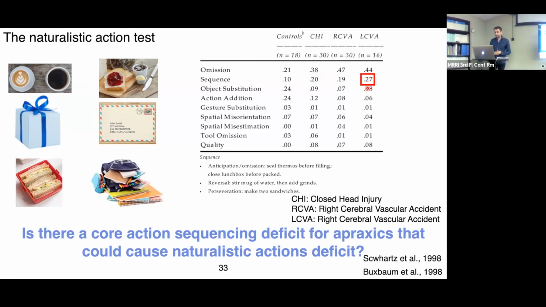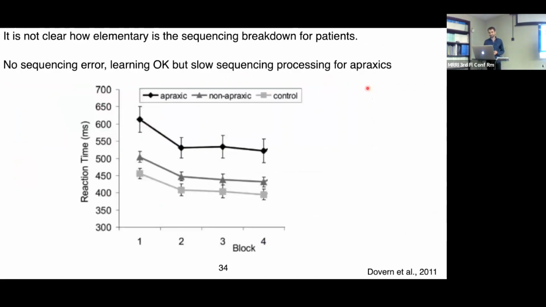The question is whether there is a core action deficit for apraxics that could cause naturalistic action deficits. First, it is not clear how elementary the sequencing breakdown is for patients. There is a study from Dovern and colleagues where they asked participants to perform a finger tapping sequence, and basically they didn't find any sequencing error. They also found a learning process. The patients were learning, approximately, but they were also slower. So it's not really clear why those patients are slower on this type of task, or if it's linked to any sequencing deficit.